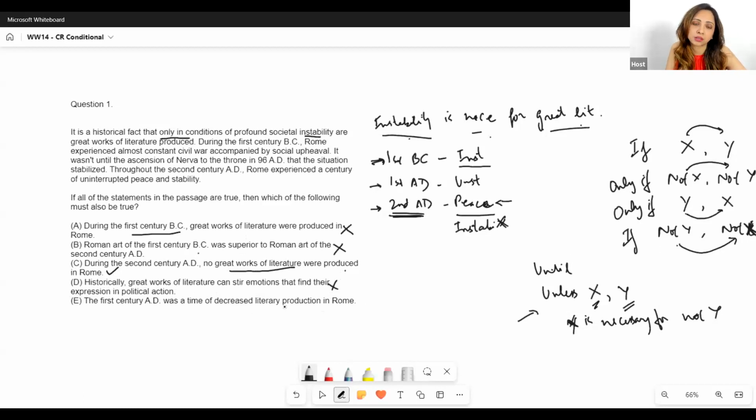We don't really know anything about the first century, right? We can't really say whether the literary production decreased, or whether it was more in the first century BC. Nothing is actually mentioned about the first century AD. So anyway, this also makes no sense. So our correct option is C. This is our answer, right?